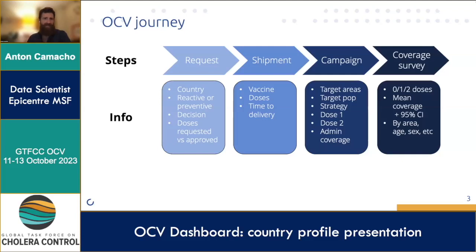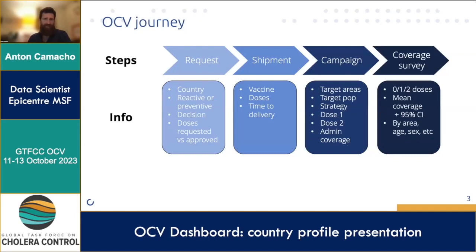Then at the campaign step, we are interested in knowing exactly what the target areas and target populations are, which strategy was used for the vaccination, how many doses were provided during the first round, and if it's a two-dose campaign, how many doses were provided during the second round, as well as the administrative coverage that can be calculated from those data.